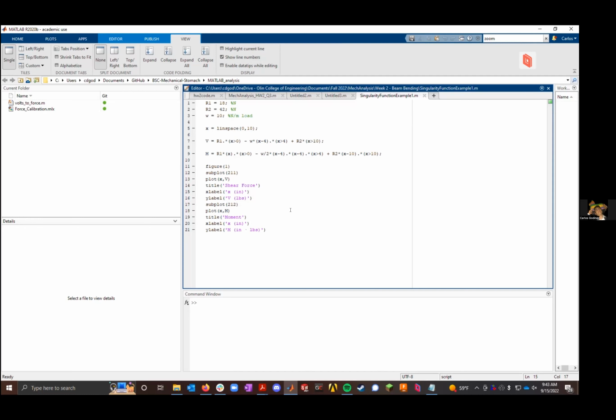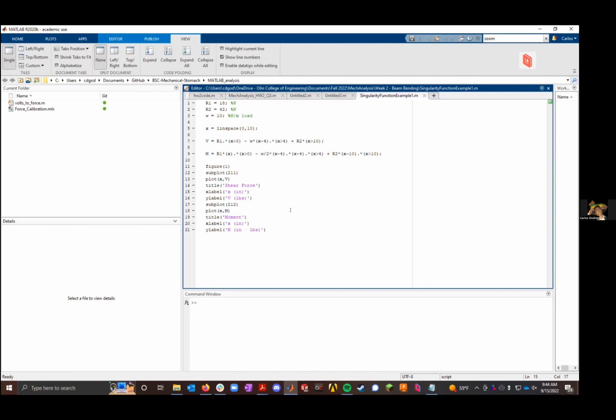For the distributed load, I take the value of whatever the force distribution is, so 10 newtons per meter, and then I multiply that by the unit step function I have here, where it's x minus whatever your value is to the 0th power. And finally, I have one more unit impulse at the end of the beam. That's just my second reaction force, same way that I implemented it here.